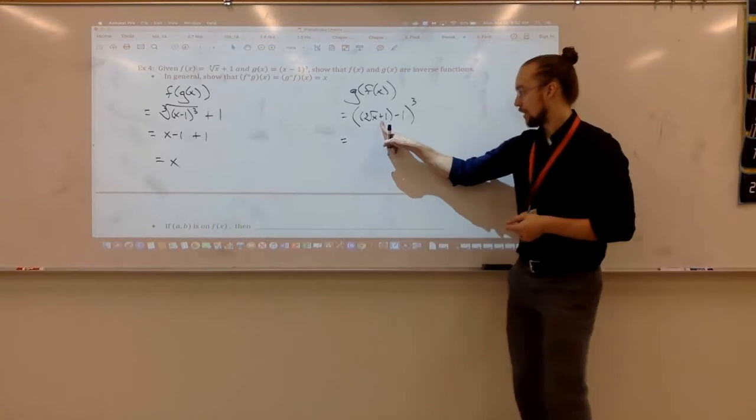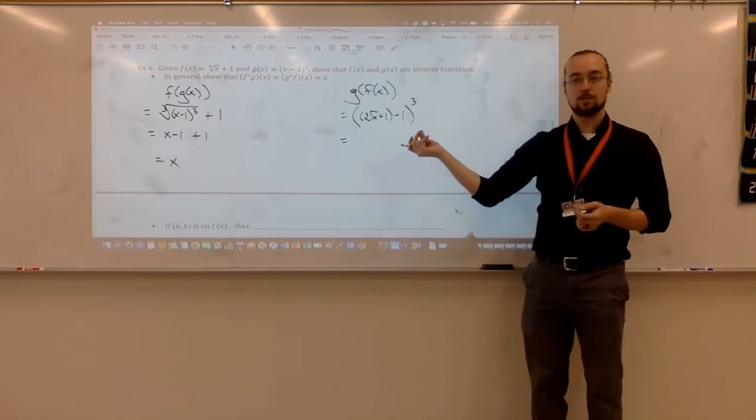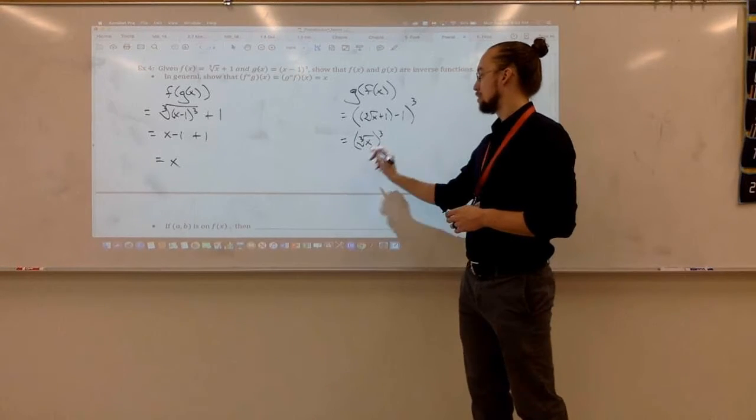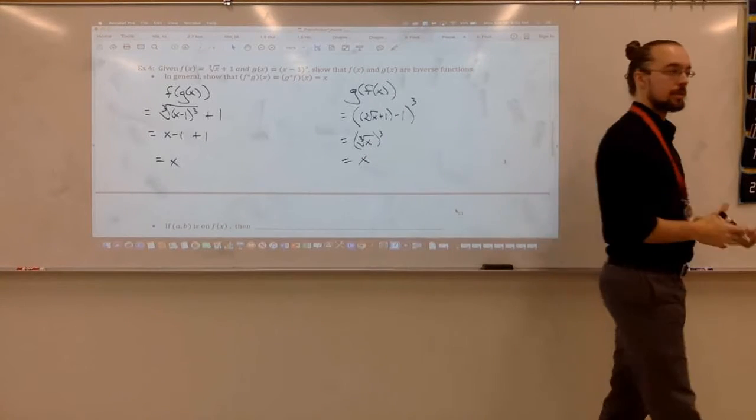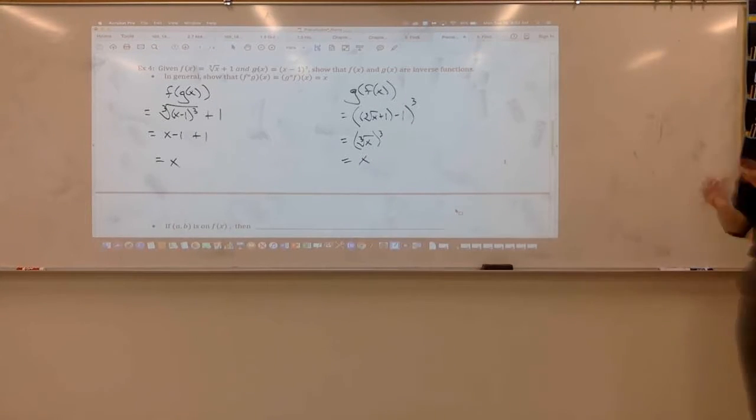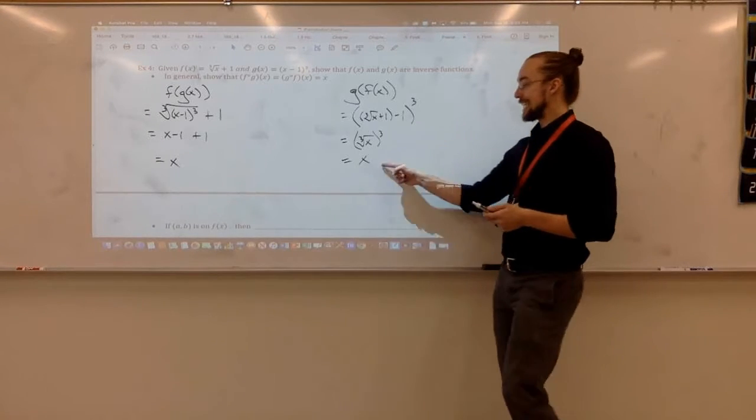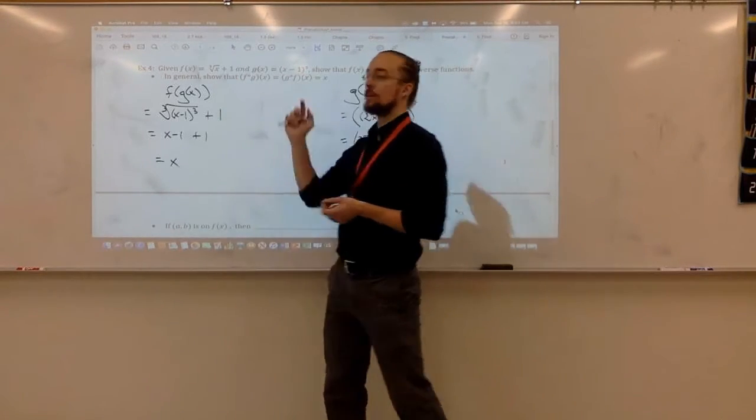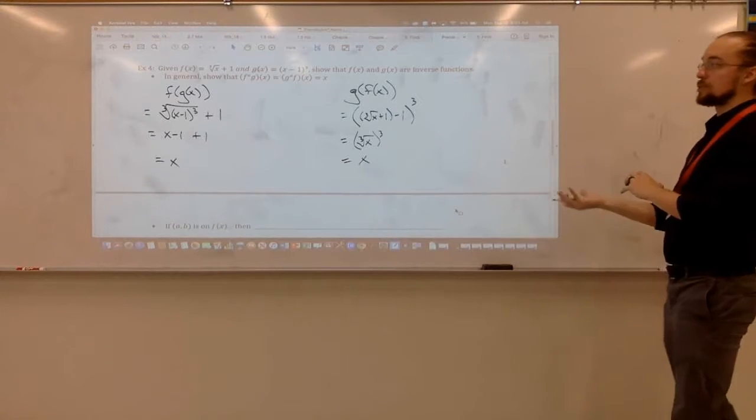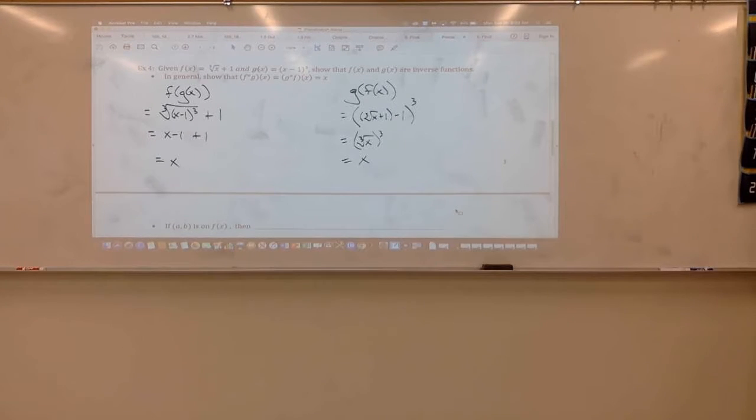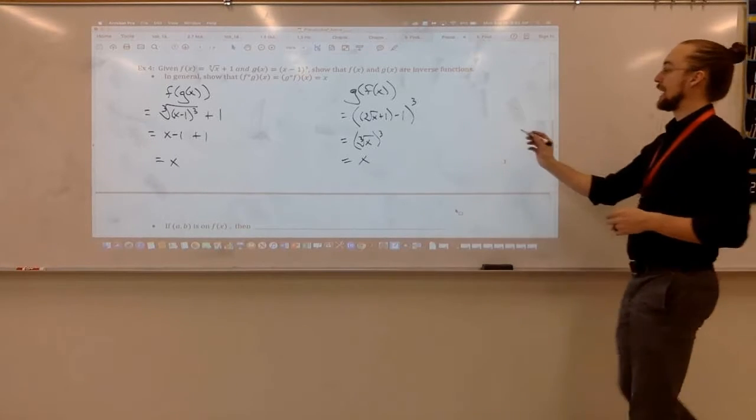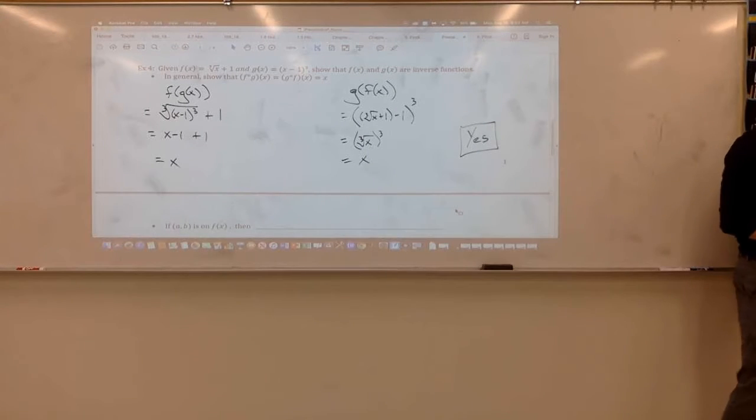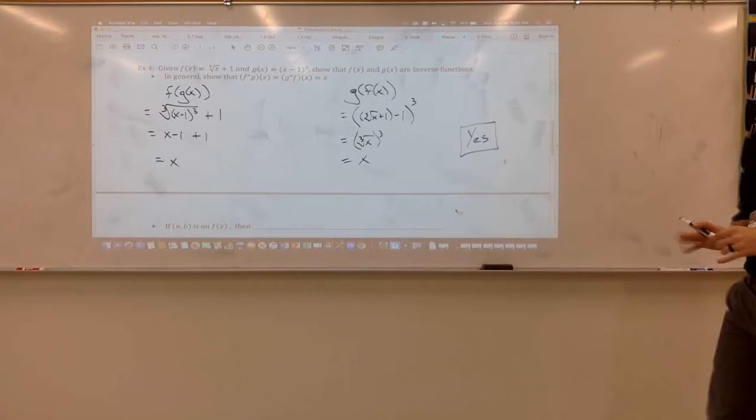Well, I've got a plus 1 minus 1 in here. Okay, I can go ahead and do that. So we just end up with the cube root of x cubed, which just gets me x. Okay, so if the composition both ways ends up to just be x, then these two functions are inverses of each other. Okay? These two functions give exact opposite operations. So yes, our answer is yes. These are inverses. Questions so far?